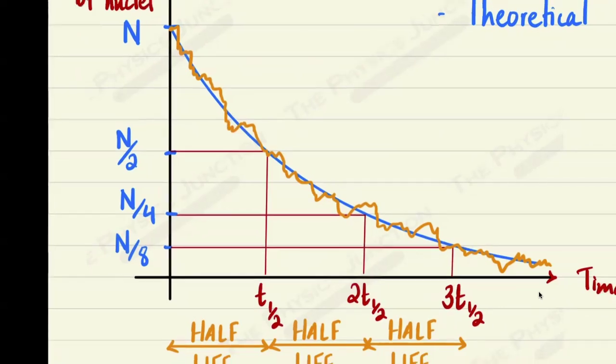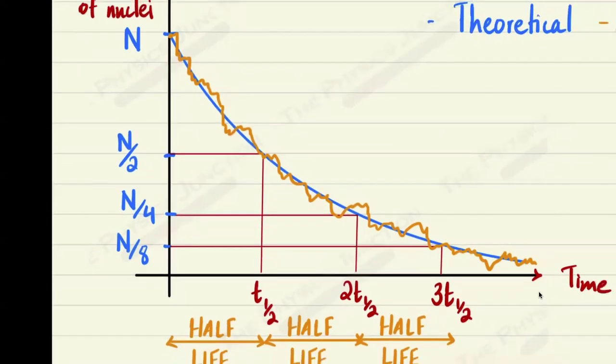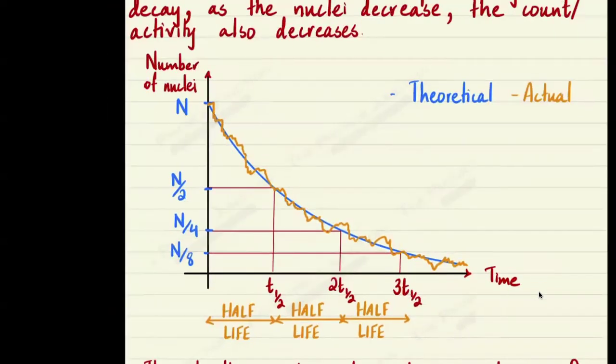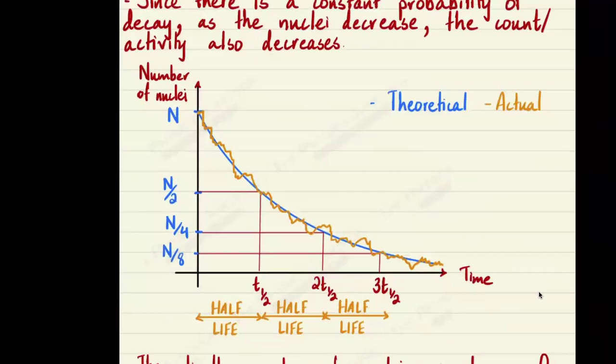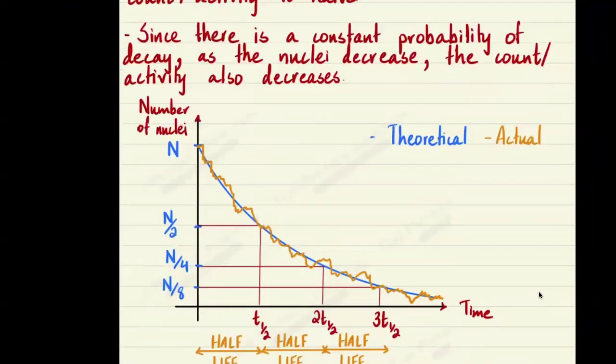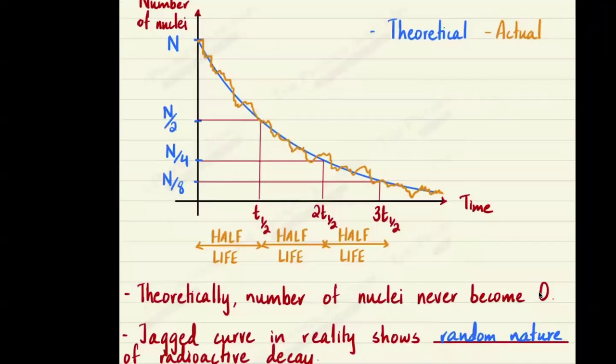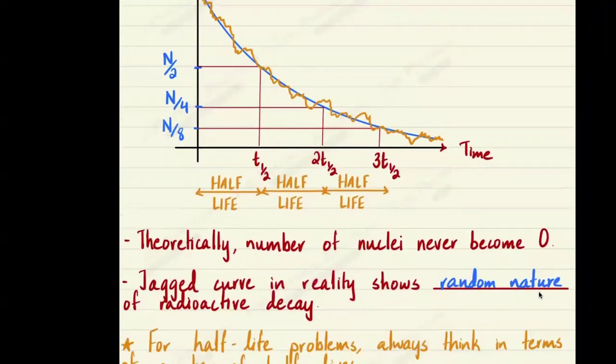That's the same thing as you could also apply with the dice. For example, if I said that if I have 12,000 dice and if my probability of decay is 1/6, I was expecting 2,000 sixes, but it could be more, it could be less, because it's all dependent on probability. So the jagged nature of this curve actually shows the random nature of radioactive decay.